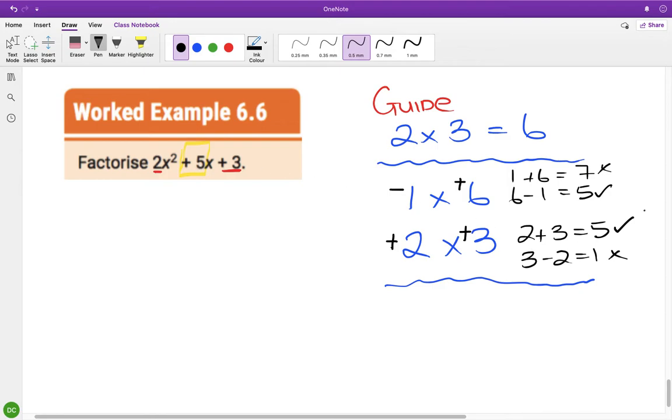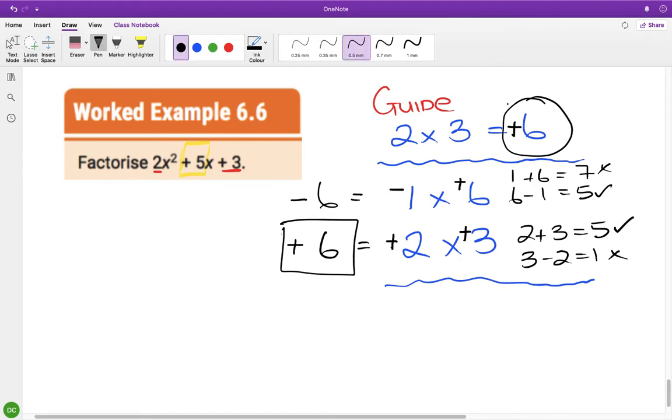So let's have a look now. The guide number was 2 times 3, which was 6. That is an invisible plus, so we're looking for a positive 6. Now, look at our factors. If you multiply minus 1 by plus 6, you're multiplying different signs, so the answer is negative, and 1 times 6 is 6. If I multiplied plus 2 by plus 3, the plus by the plus is the same, so the answer would be plus, and 2 times 3 is 6. Okay? Now, this is a plus 6, and our guide number was a plus 6, which means the factor pair that you go with is this one.